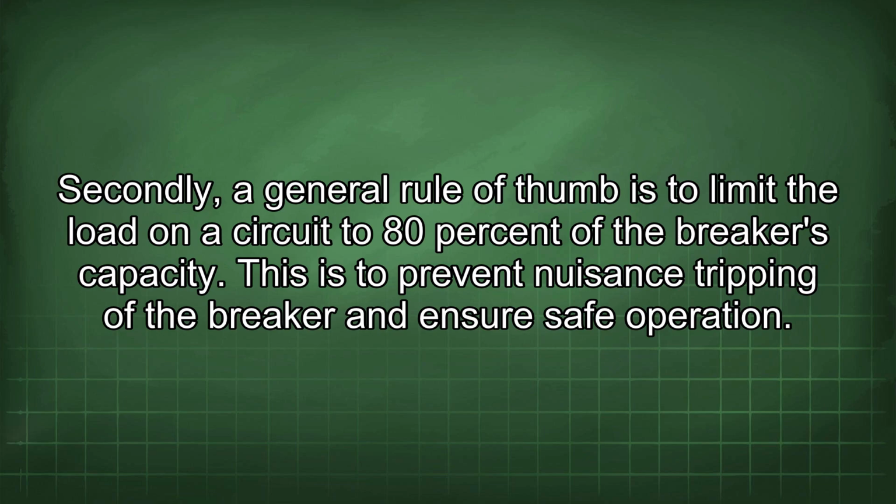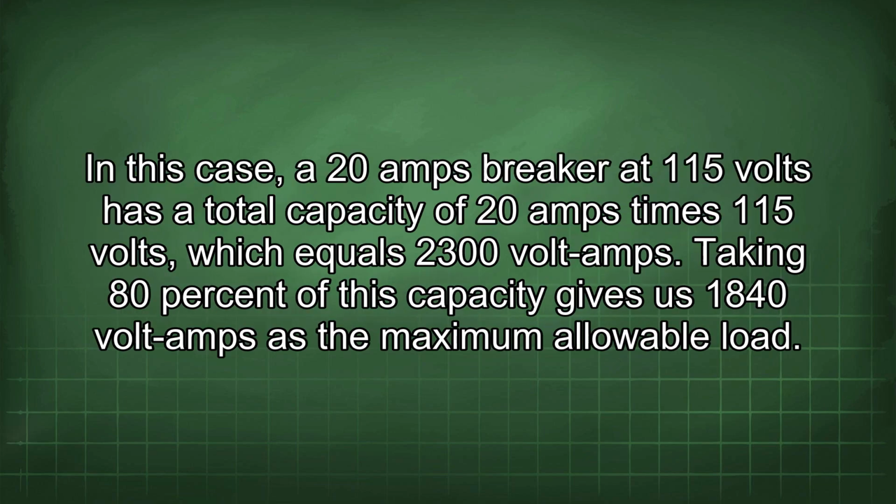The load calculation is based on the volt-ampere rating of the devices connected to the receptacles. Secondly, a general rule of thumb is to limit the load on a circuit to 80% of the breaker's capacity. This is to prevent nuisance tripping of the breaker and ensure safe operation. In this case, a 20 amps breaker at 115 volts has a total capacity of 20 amps times 115 volts, which equals 2300 volt amps. Taking 80% of this capacity gives us 1840 volt amps as the maximum allowable load.